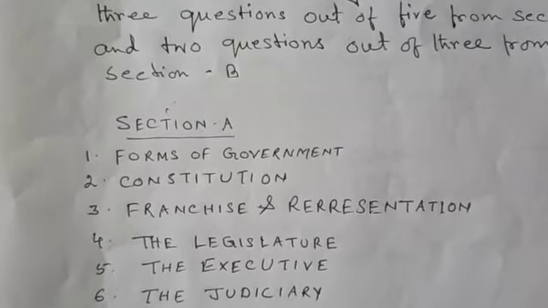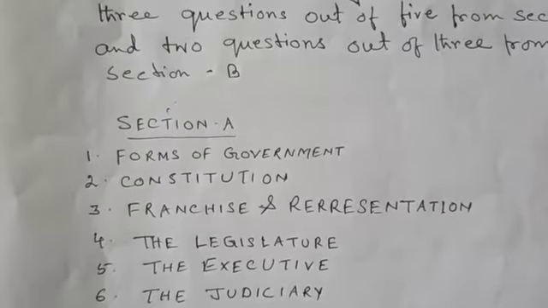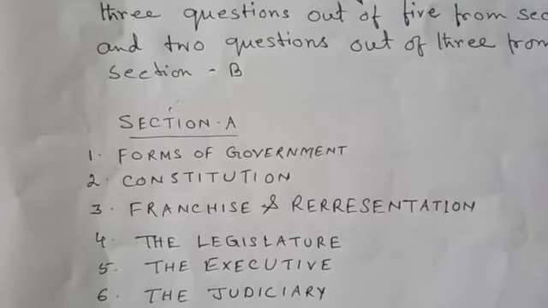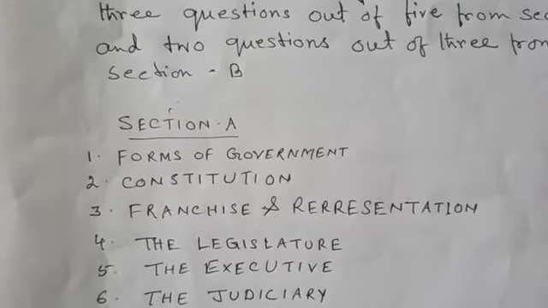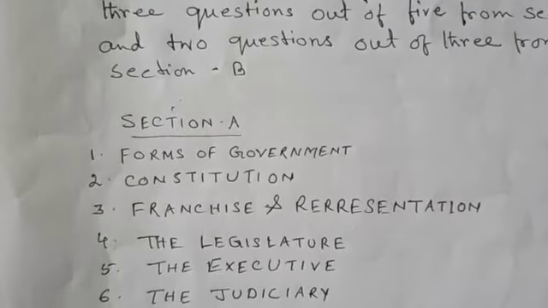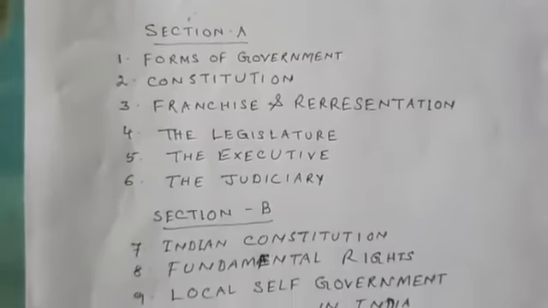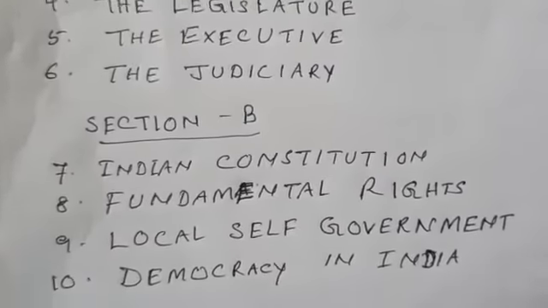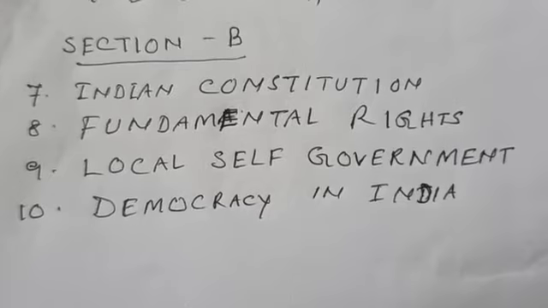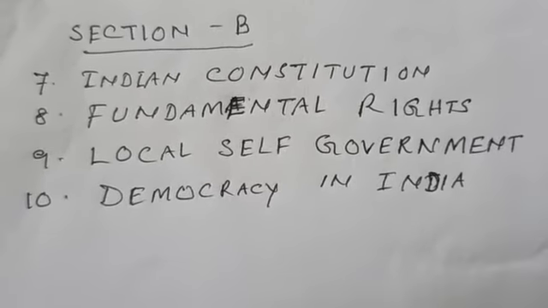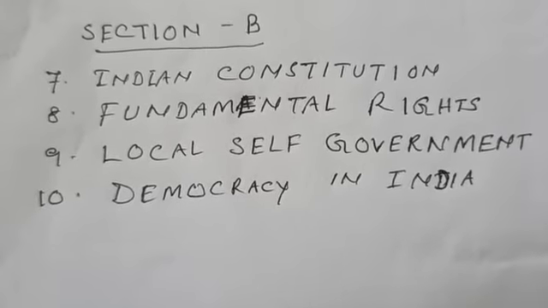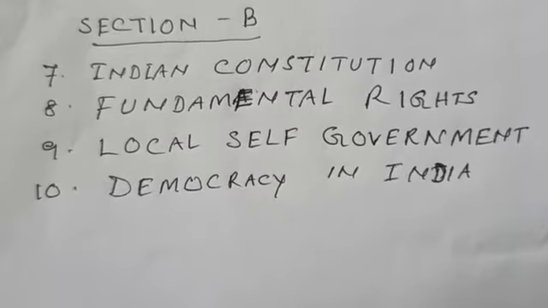Number 6, the judiciary, meaning and function of judiciary, conditions of independence of judiciary, judiciary in India and USA. Now coming to section B, Indian democracy. Number 7, Indian Constitution. Point 1, preamble. Point 2, salient features of the Indian Constitution.